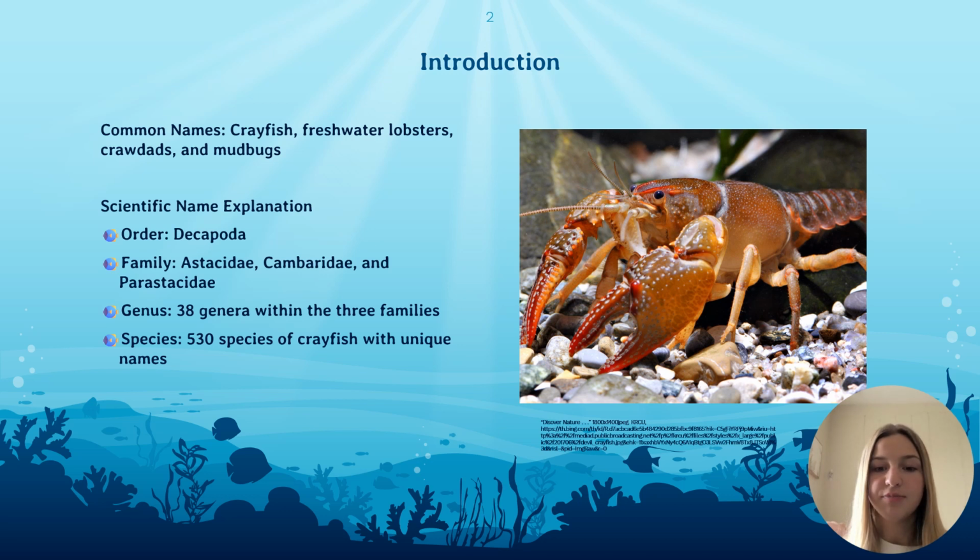So some common names you might hear are crawfish or crayfish, freshwater lobsters, crawdads, and mudbugs. Their scientific name comes from the order Decapoda, the families Astacidae, Cambaridae, and Parastacidae. And there are 38 genus classifications within those three superfamilies. And there's over 530 species of crawfish with unique names, so it might be a little difficult when you just look up the scientific name of crawfish.